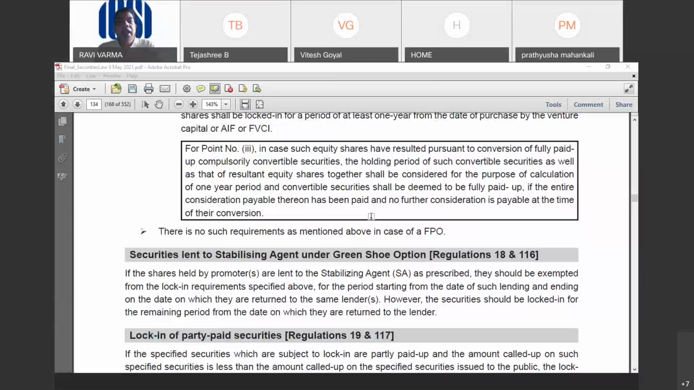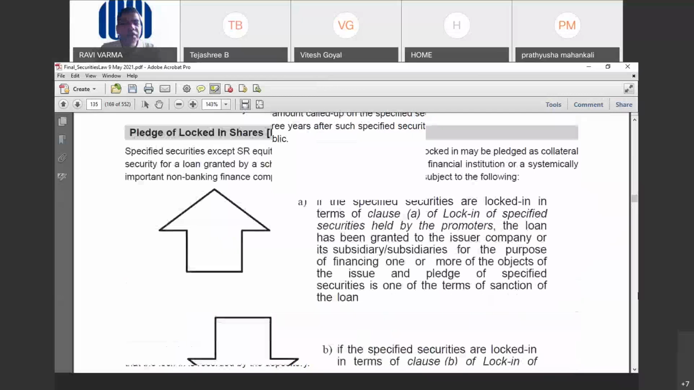That means I will just clarify one more position, my dear, clear. See, I was telling you, the lock-in is only for the promoter and those who were holding shares as on the date of IPO launch. But say, for example, I'm the one subscribing to the IPO under the new issue, then there is no question of lock-in. Only those who were holding the shares as on the date of launch of the IPO will be under the lock-in. I hope it's clear now. Okay, thank you. Trying my best to answer.